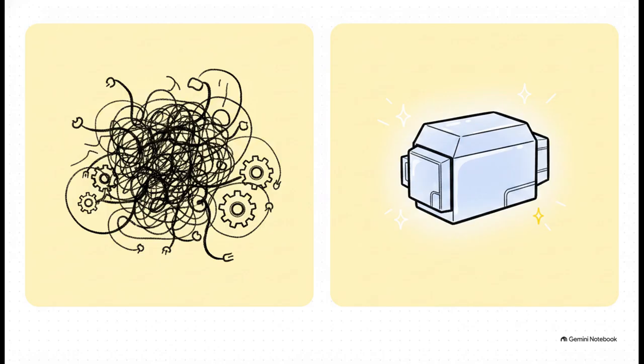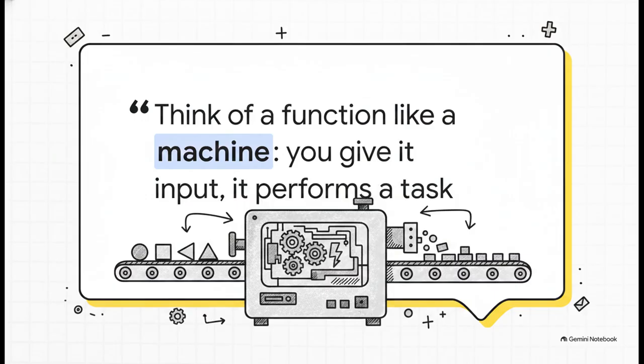But when you wrap that logic into a single clean block, say an add function, it's a total game changer. It becomes perfectly reusable. You just call add whenever you need it. It makes debugging and maintaining your code endlessly easier. Which brings us to the absolute golden rule of today's explainer, pulled right from our source material. Think of a function like a machine. You give it input, it performs a task, and it may give you an output.